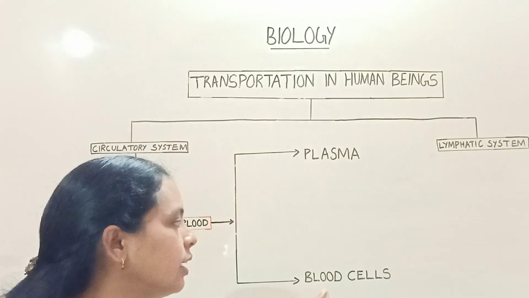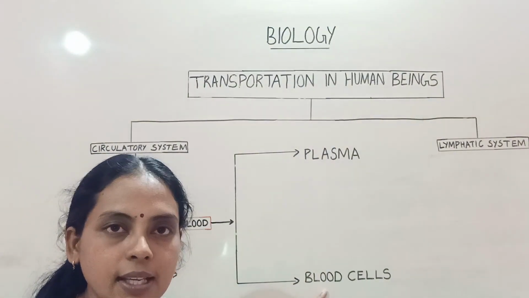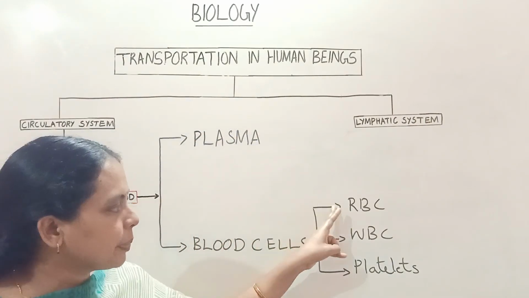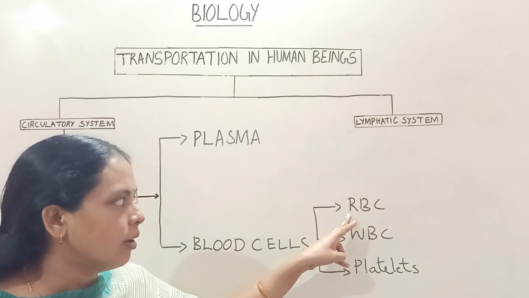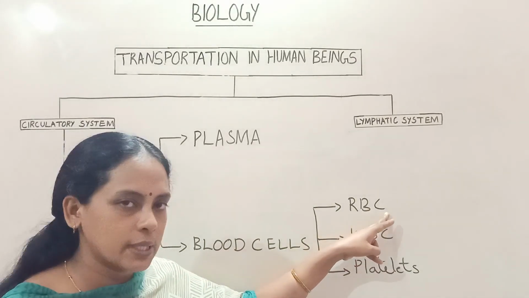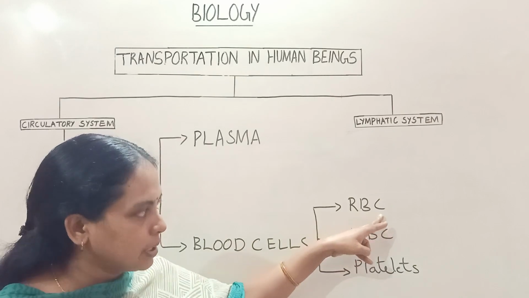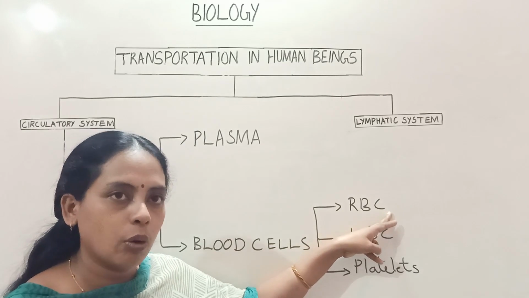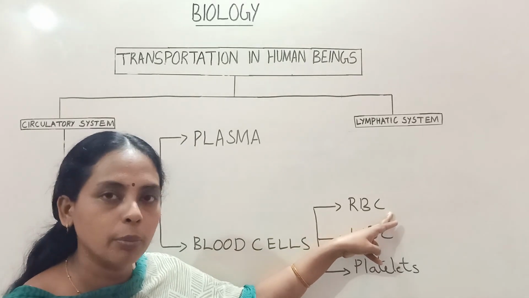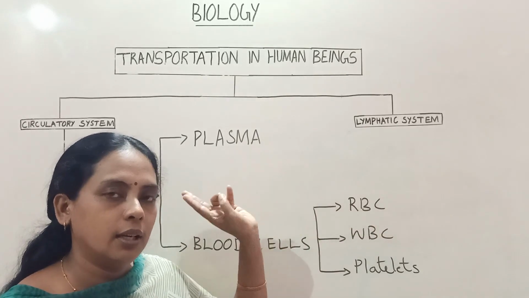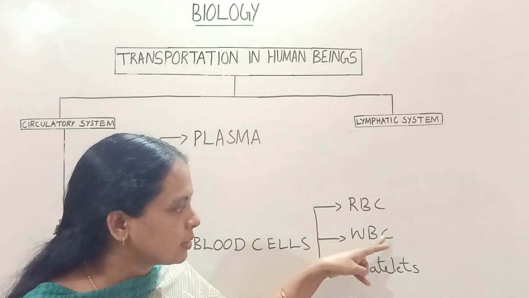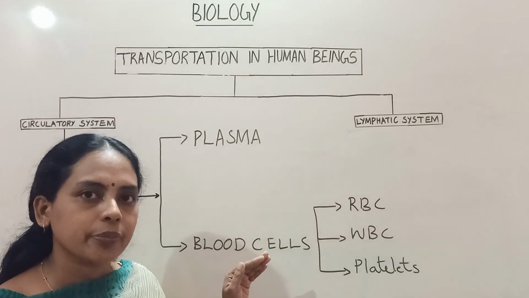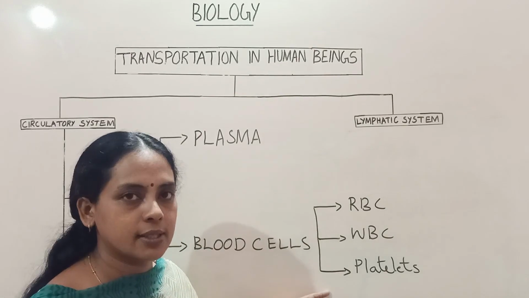Then there are three different blood corpuscles or blood cells: RBC, WBC and platelets. Red blood corpuscles: the main function of RBC is to carry oxygen towards different parts of the body with the help of a pigment called hemoglobin. Already we discussed this in respiration. The next one is WBC, white blood corpuscle. It is known as the soldiers of our body. Then the third one is platelets.